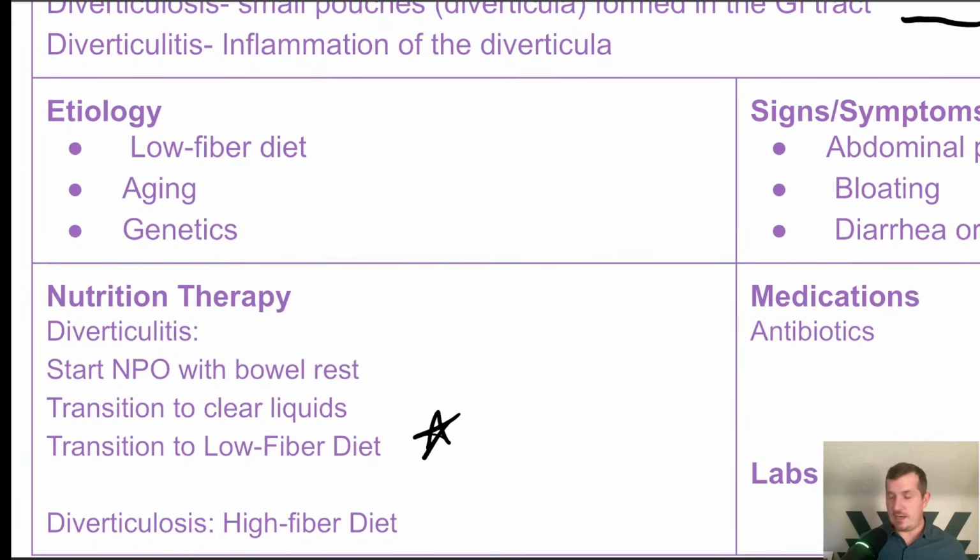That's being demonstrated with the clear liquids. That's being demonstrated with the low fiber diets. Both of those fit together, as you can tell. The reason is that fiber is probably not going to improve that inflammation at all, because the bowel is already having so many issues.